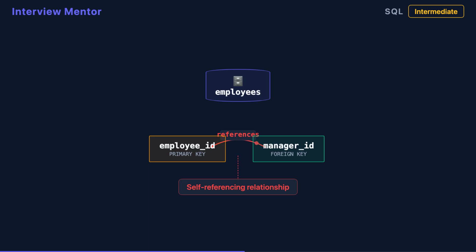In our example, manager_id is a foreign key that points back to employee_id, which is the primary key. This self-referencing relationship is what makes the self-join possible and meaningful.